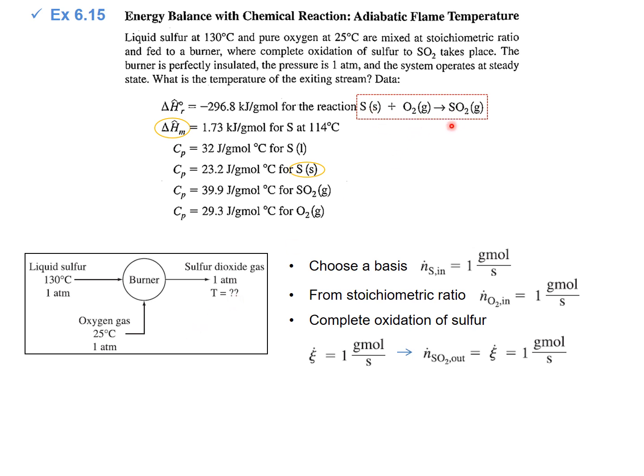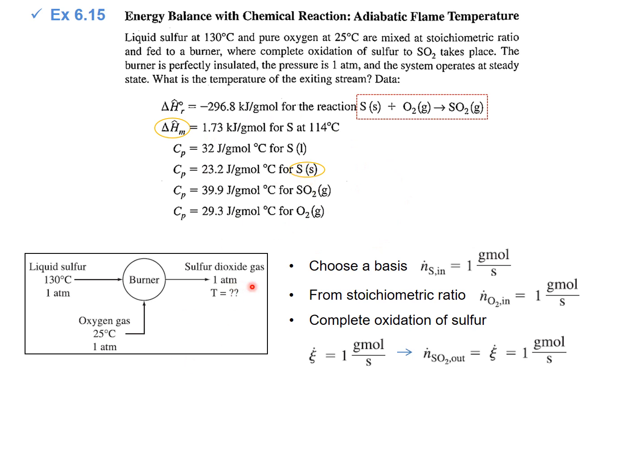This reaction is exothermic, so when the liquid sulfur is oxidized by oxygen gas, we obtain thermal gain resulting in a temperature increase. So we'd like to find the temperature developed inside the burner, which is found in the output stream. There are some data, and then let me try to calculate it.